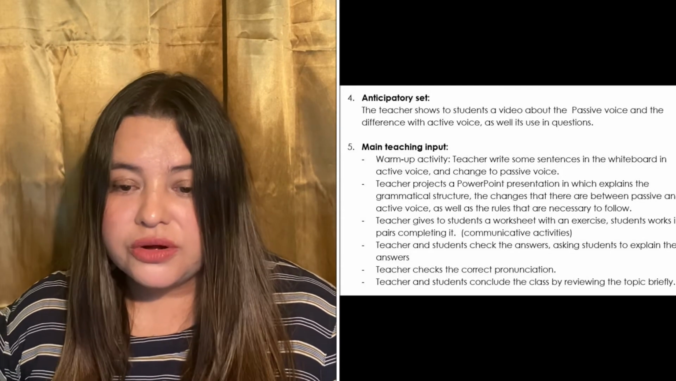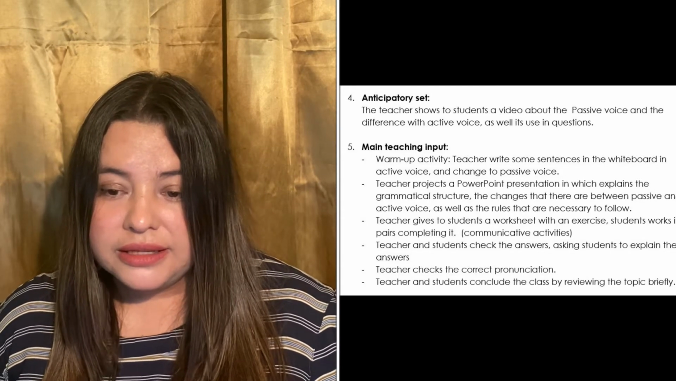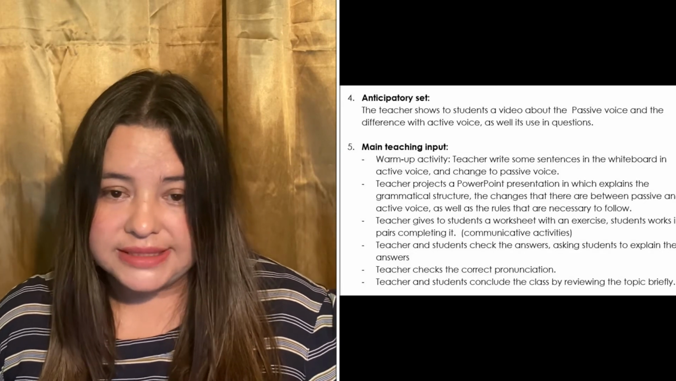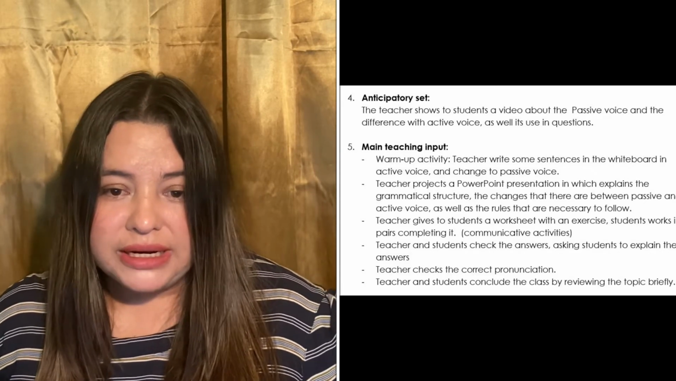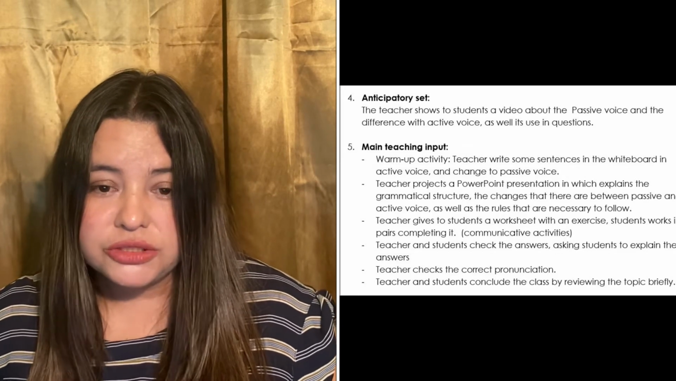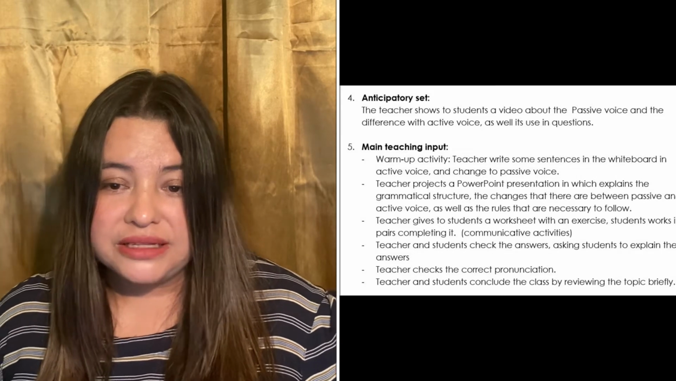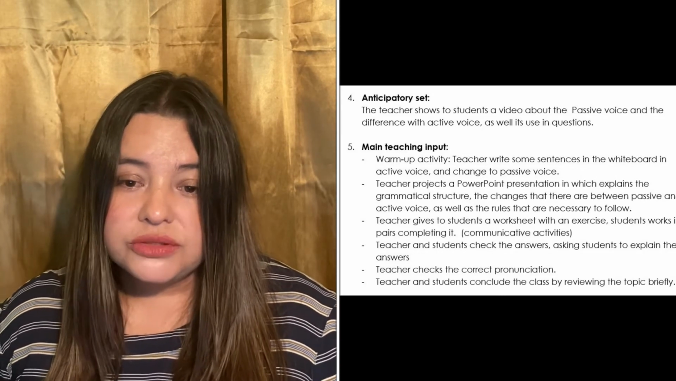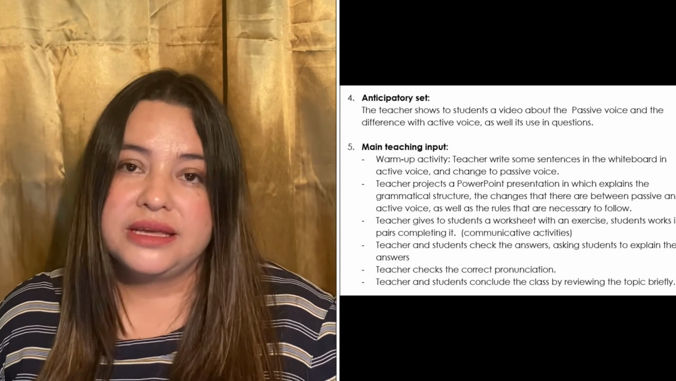The teacher and the students conclude the class by reviewing the topic briefly. It's important to make a review at the end of the class. Okay, we have modeling. The explanation and the examples, as well as the answers to the presentation on passive voice provided by the teacher, are clear, contextualized models that students can use in context in a correct form.